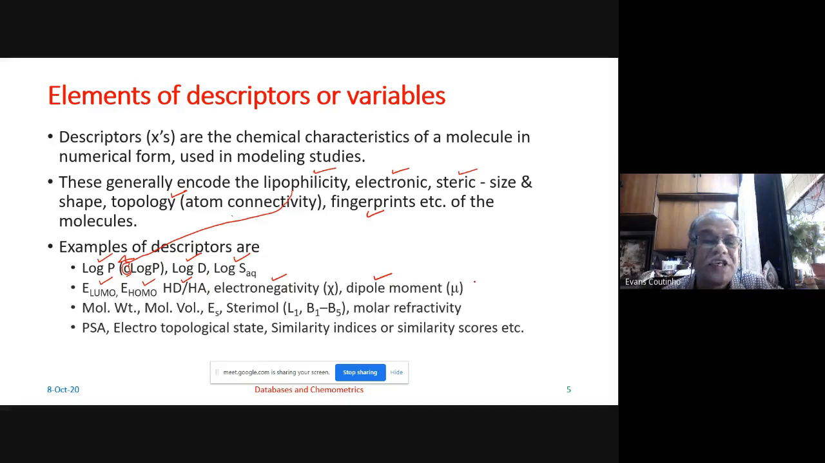Coming down to the steric properties of a molecule, we can describe the steric properties in terms of the molecular weight, molecular volume, the Taft steric constant, the 5 sterimol parameters labeled as L1, B1, B2, B3, B4, B5, and molar refractivity. And the other chemical characteristics are the polar surface area, the electrotopological state, the similarity indices, similarity scores, etc. So all the molecules in the database, we can describe them by these properties, which we label as descriptors, and we code them as X.